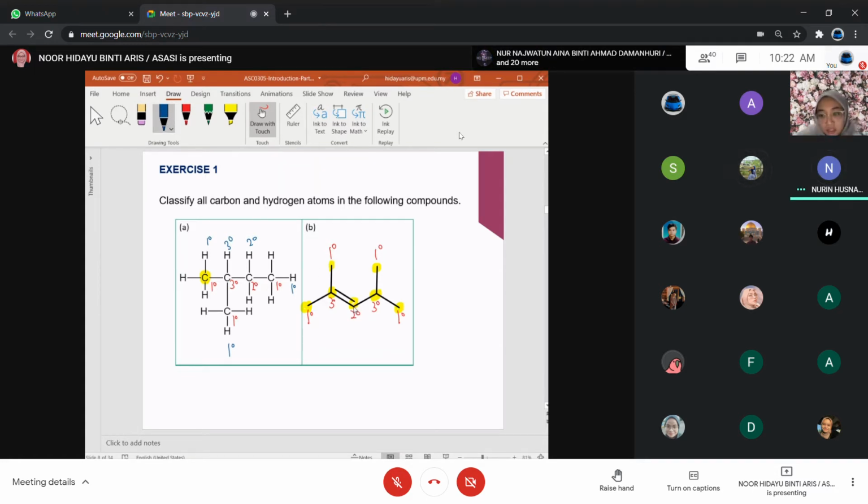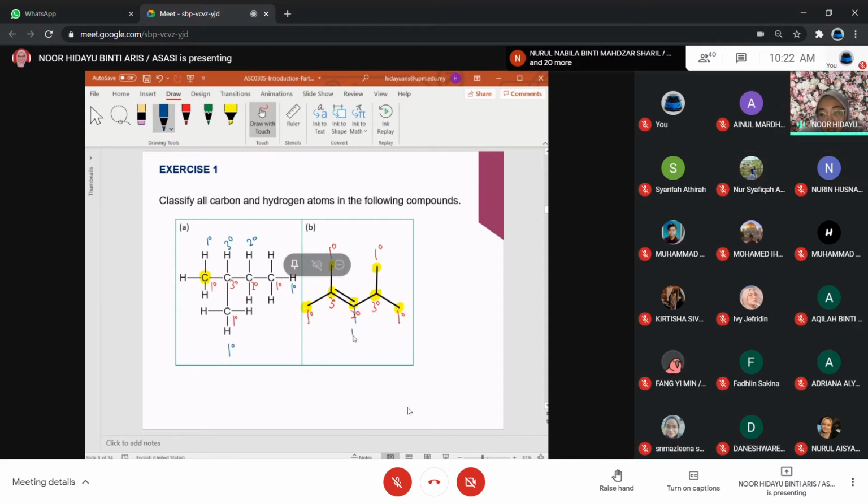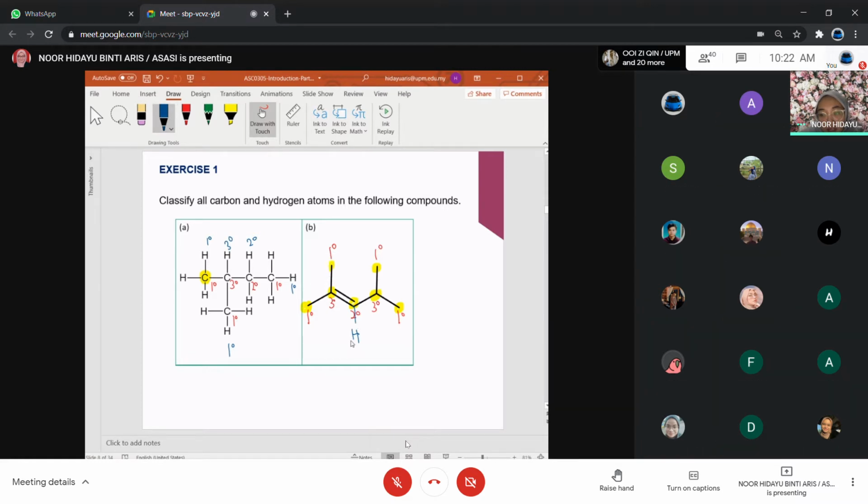Ada. Tengok kat sini bond dia ada berapa? 1, 2, 3. Maximum bond dekat carbon ada berapa? 4. So satu lagi adalah kepunyaan hidrogen. So classify this hydrogen. Secondary. Secondary hydrogen. Yeah, okay. Classify this hydrogen.